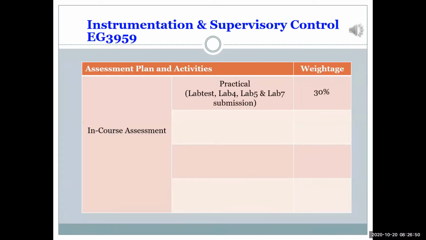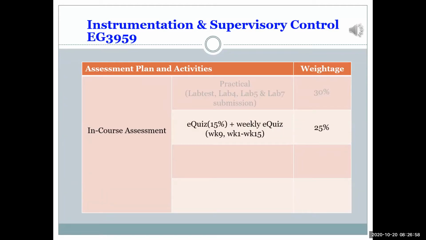The in-course assessment for this module is practical 30%, which include a lab test and 3 lab submissions. E-quiz 25%, assignment 20%, and end of semester test 25%.